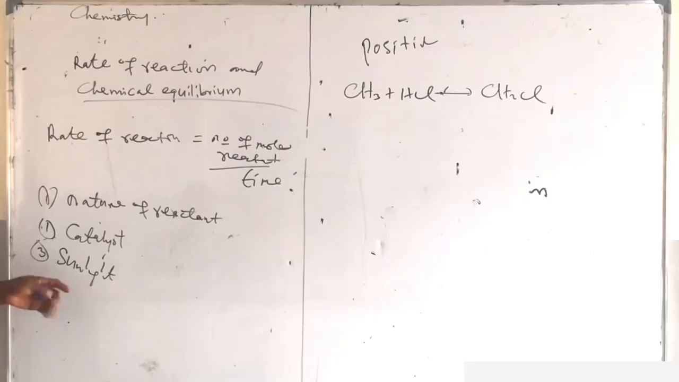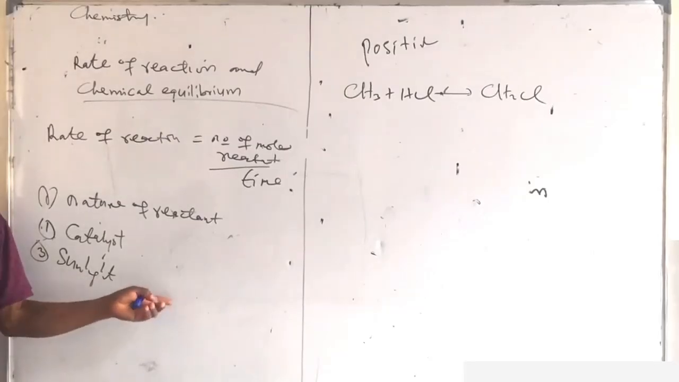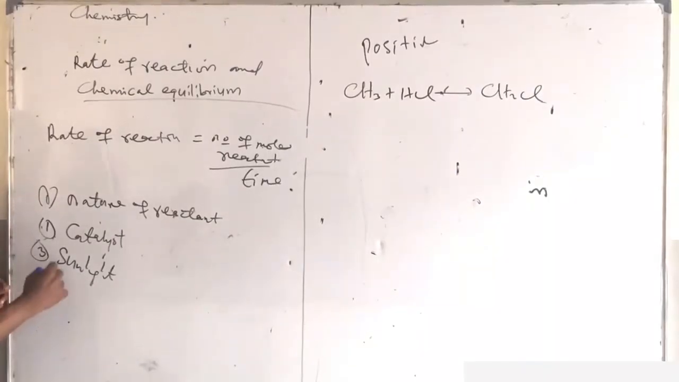So these are the factors that affect chemical reactions. Then another one is surface area. What does it mean?